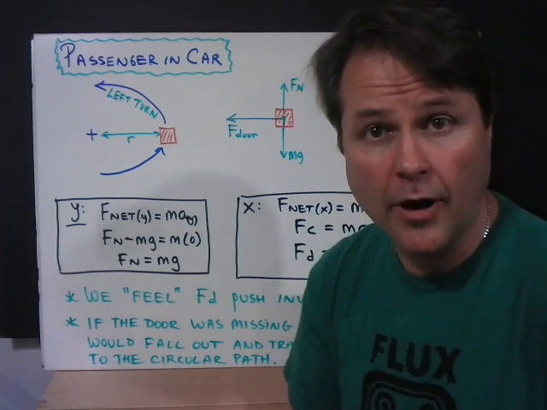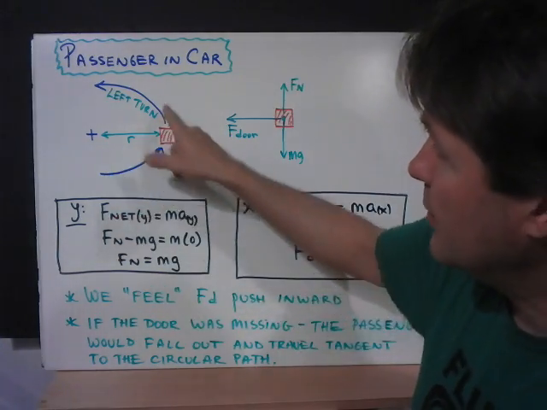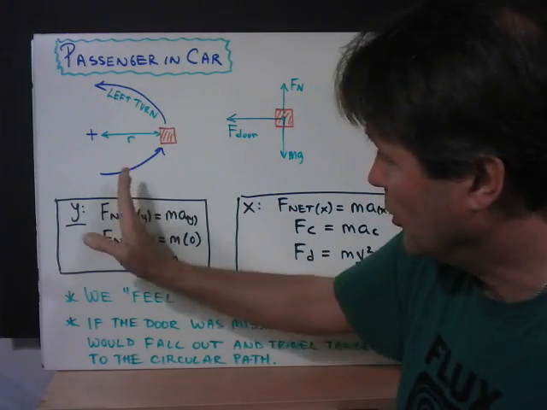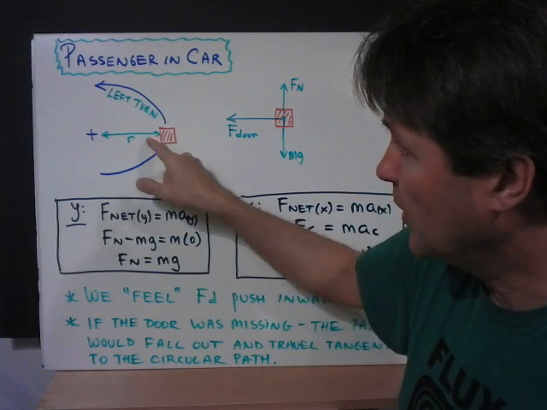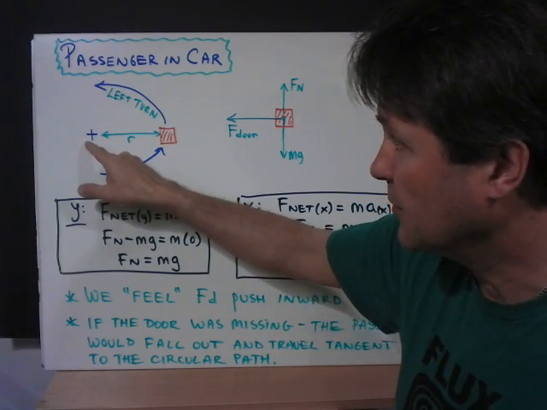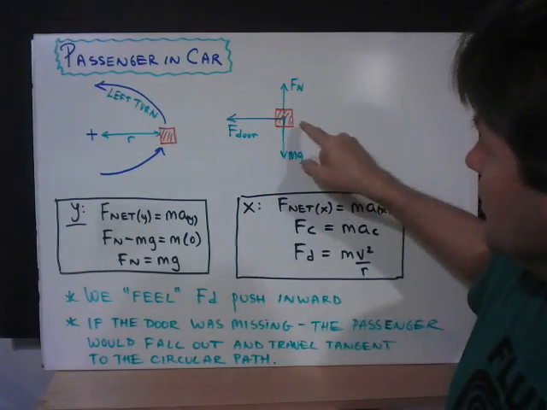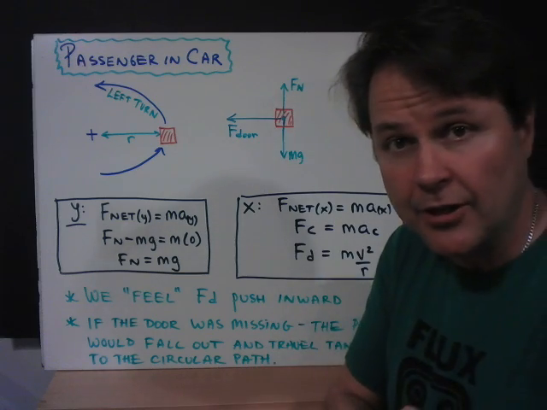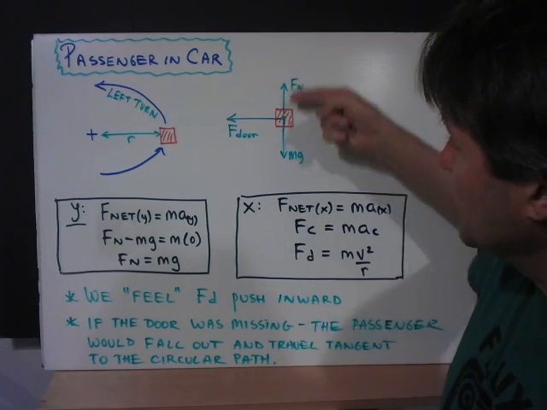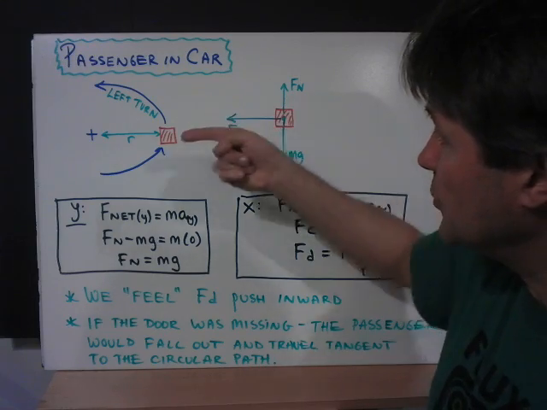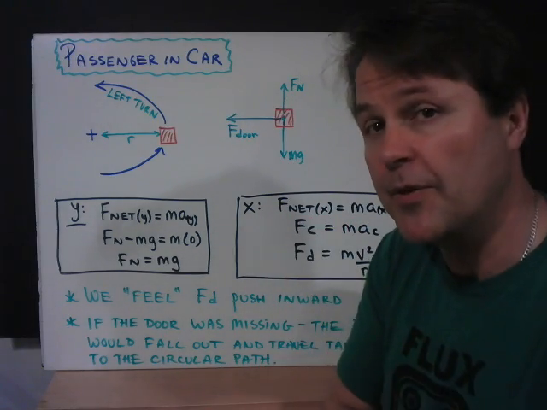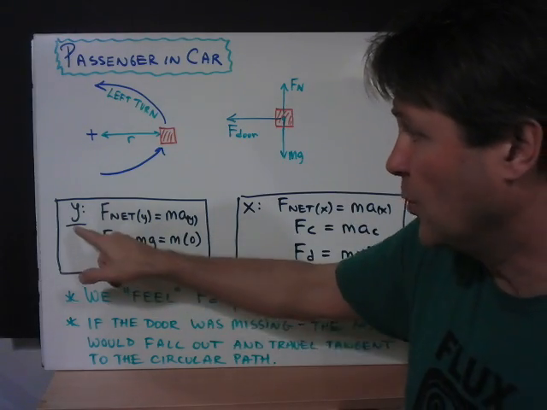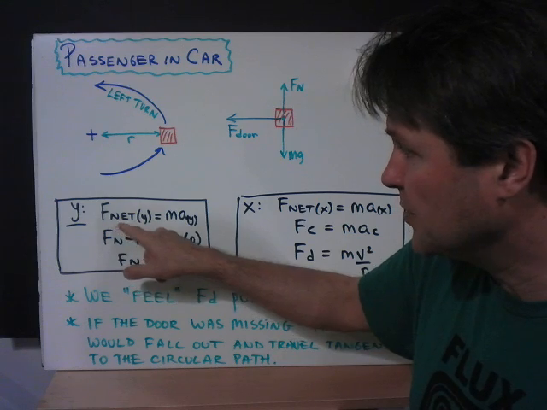forcing you to move with the car. So here's a diagram of just that, where the red box represents you as the passenger making that left turn with the radius of r. Here's the center of the circle, the positive. And if we were to draw a free body diagram, we know that there are three forces acting on you. There are two forces in the vertical, and then there's the force of the door forcing you to move with the car.